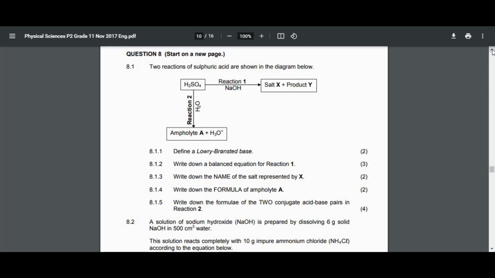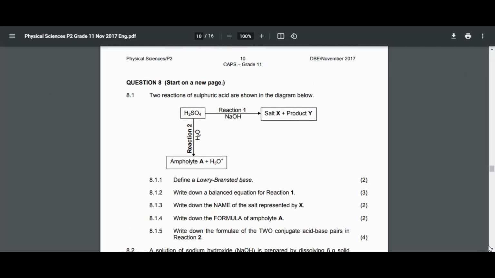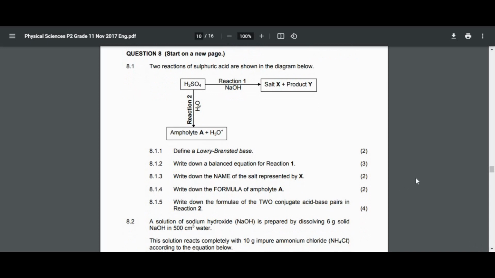This is question 8, guys, a new question for 2017. We're going to work backwards in here, all the way down to 2015. If we can't finish 2015 in this tutorial, we'll go all the way in the next one. They say 2 reactions of sulfuric acid are shown in the diagram below. Sulfuric acid reacts with sodium hydroxide, and then we get a salt plus a byproduct called product Y. In reaction 2, it reacts with water, and we get an ampholyte A plus hydronium, H3O+. Now an ampholyte can react as an acid or a base.